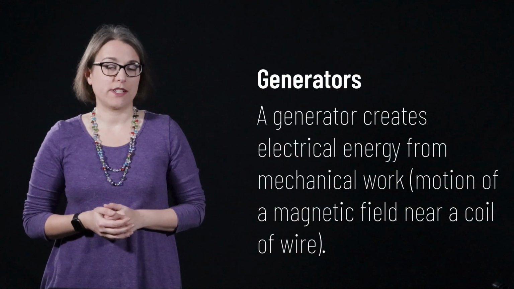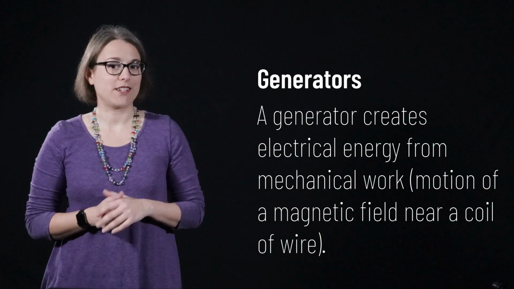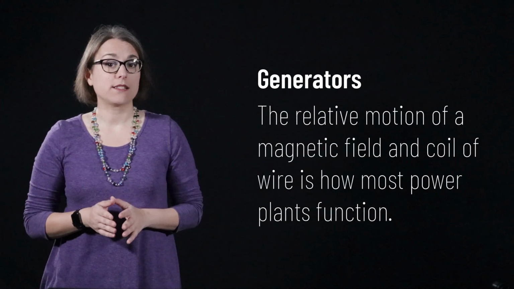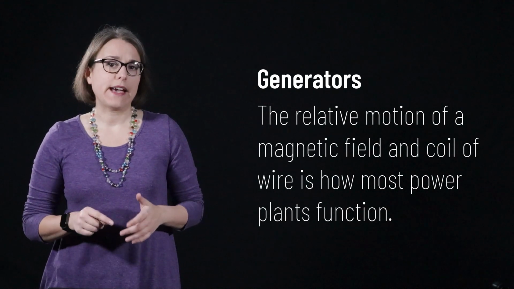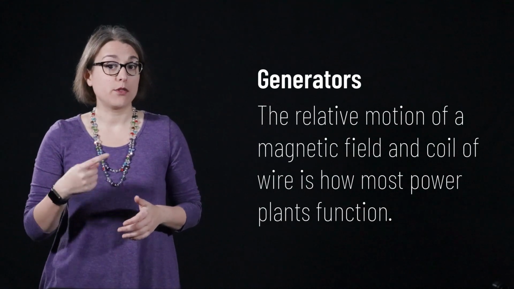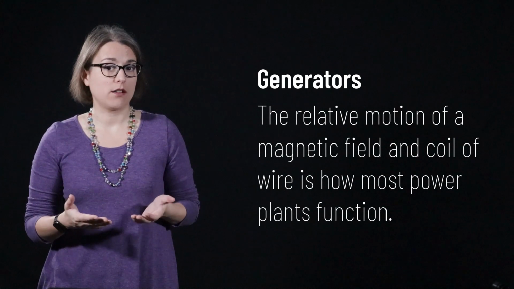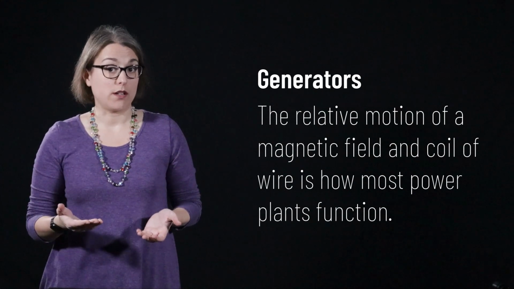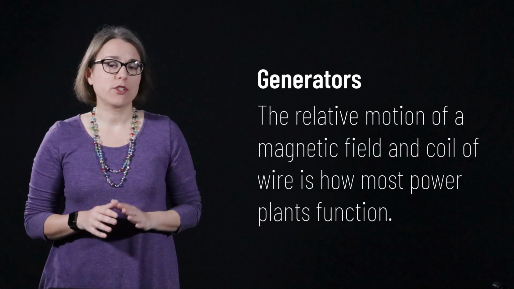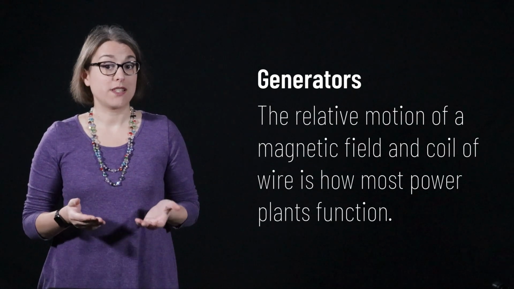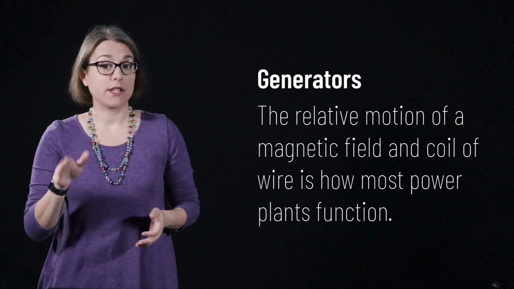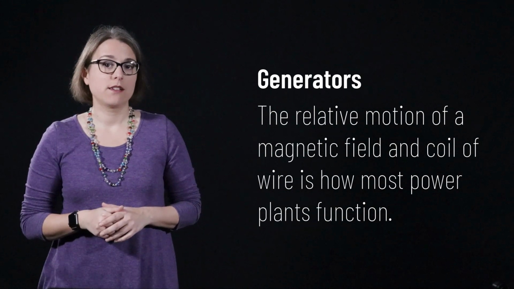Induction of electric potential in a circuit allows us to create generators. Coal, gas, and nuclear power plants work by heating water into steam. That steam spins a turbine that either moves a magnet around a coil of wire or moves a coil of wire around a magnet. Wind turbines create this relative movement of a magnet and a coil of wire using the power of moving air, causing the blades of the generator to rotate.